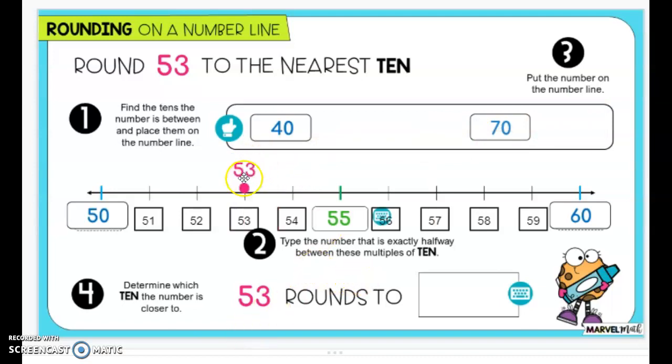And 53 is going to round to either 50 or 60. Which one is 53 closest to? 53 rounds to 50. Okay, you're going to practice on the next couple of slides doing this exact same thing.